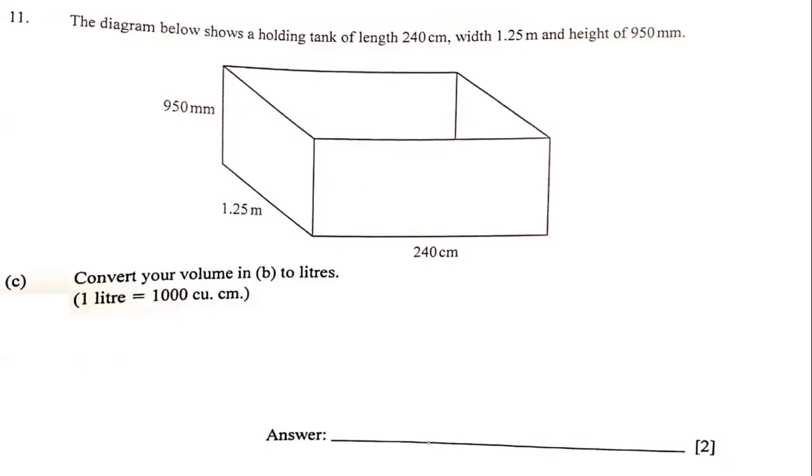They told us already that 1 liter is equal to 1,000 cubic meters. But how many cubic meters do we have? We have a lot. We have 2,850,000 cubic meters. So how are we going to change that and convert it into liters? We do know that 1 liter is 1,000 cubic meters, though.